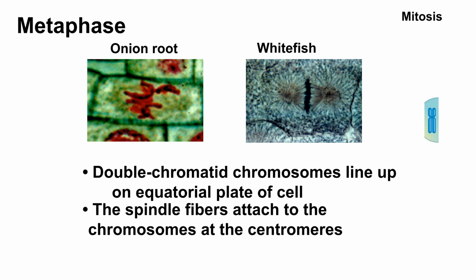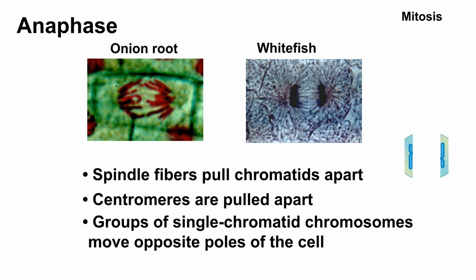During metaphase, double chromatid chromosomes line up on the equatorial plate. Spindle fibers attach to the chromosomes at the centromeres. Anaphase begins as centromeres are pulled apart. Groups of single chromatid chromosomes move to opposite poles of the cell, pulled by spindle fibers.